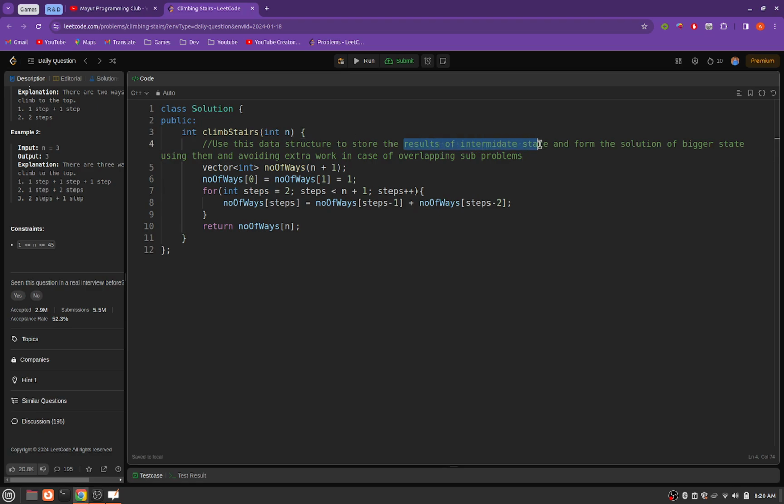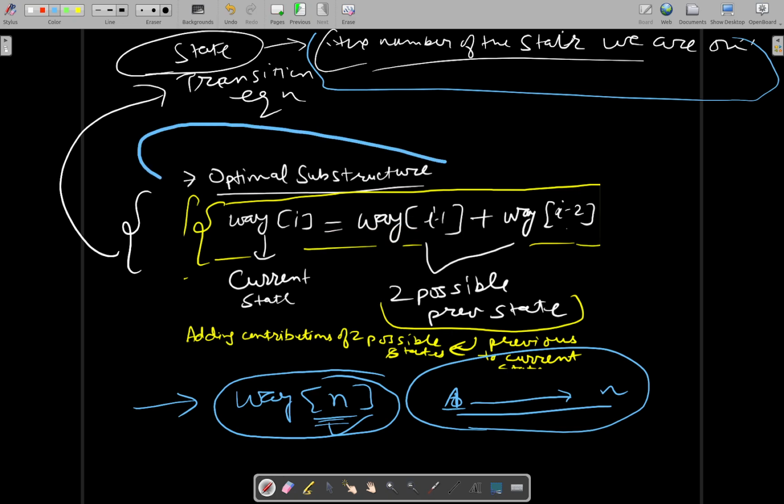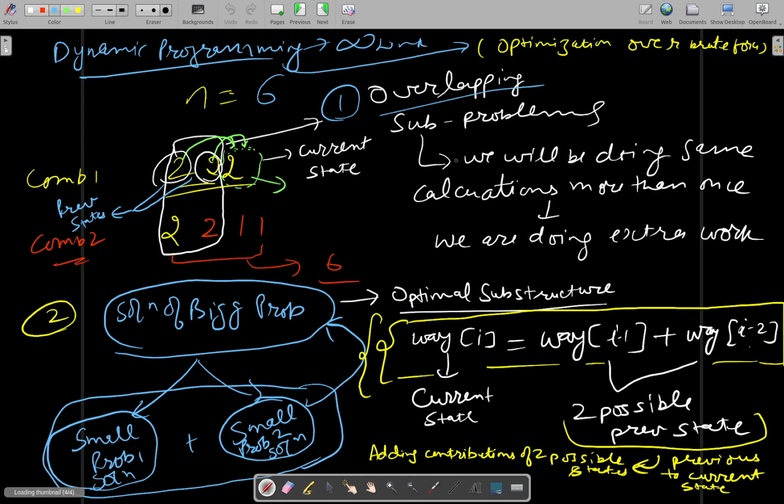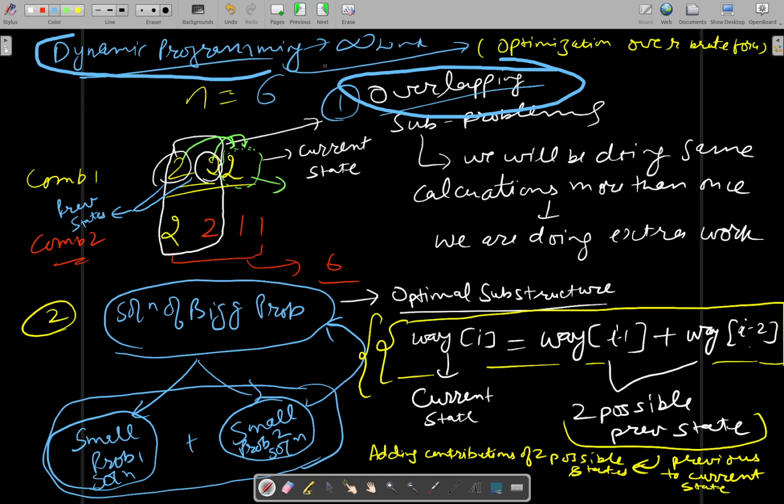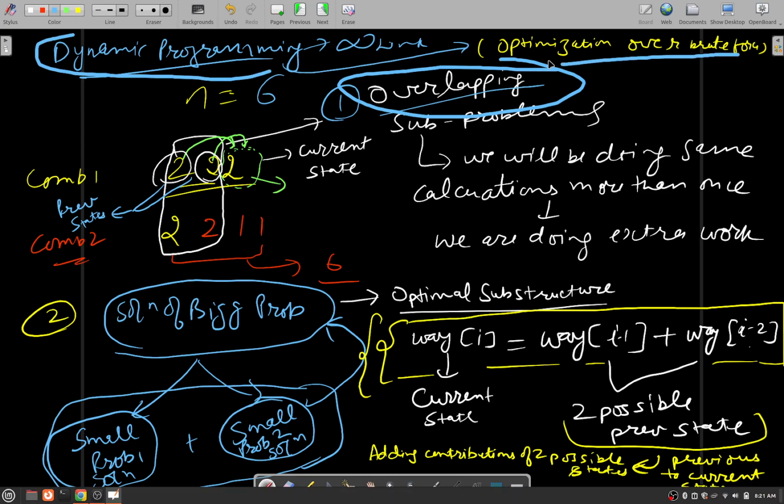You store the results for the intermediate states and form the solution of bigger states using the solutions of intermediate states, and thus we avoid extra work in case of overlapping subproblems. So this problem was satisfying those two conditions. What were the conditions? One was optimal substructure and the other was overlapping subproblems. So we came to know that we can apply dynamic programming here in order to avoid extra work. This is just an optimization over brute force.